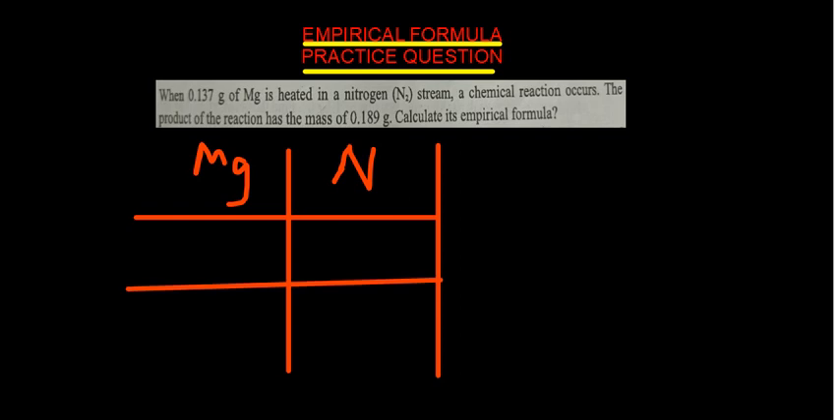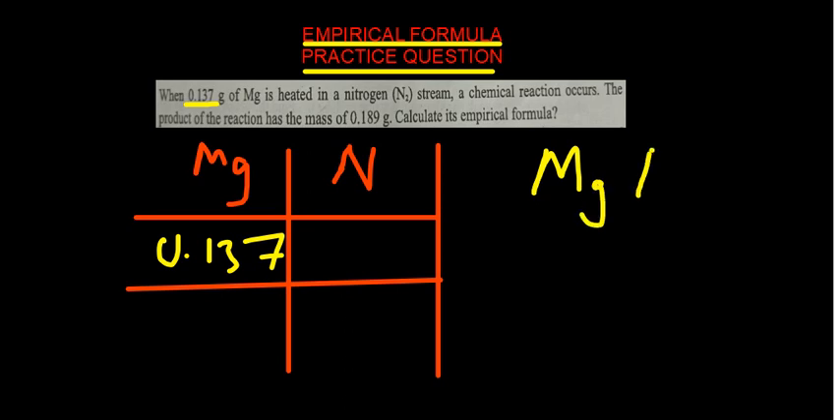Okay. So if you look at magnesium, the mass has already been given. If you look at the question, the mass of magnesium has been given to be 0.137. How about nitrogen? We've not been given, because the mass that is there at the end is for the product. So the product, which is made up of magnesium and nitrogen, we don't know in the ratio that they are, the mass has been given to be 0.189. Knowing that this product is only made up of magnesium and nitrogen, we can therefore subtract the mass of magnesium to find the mass of nitrogen.